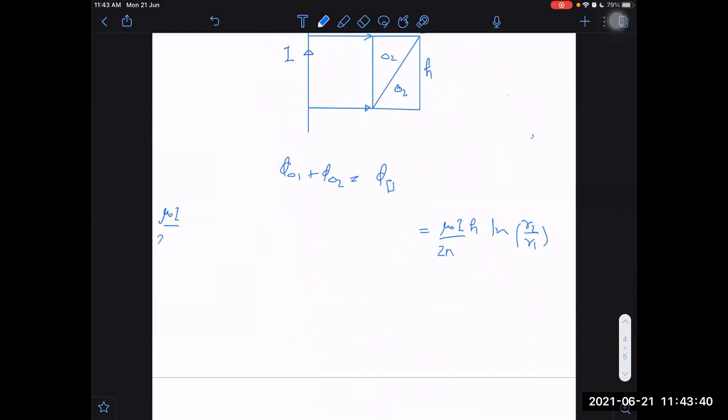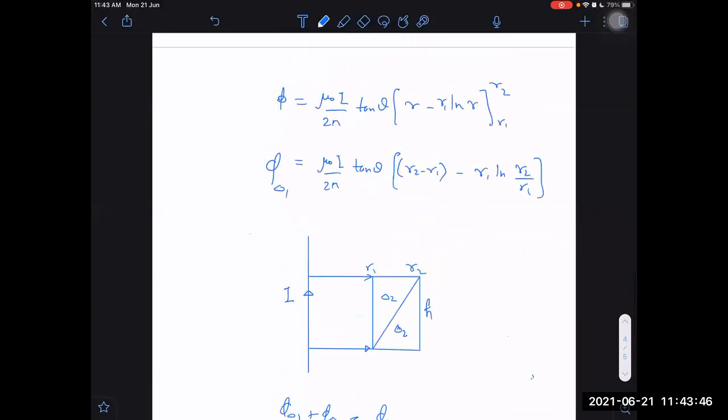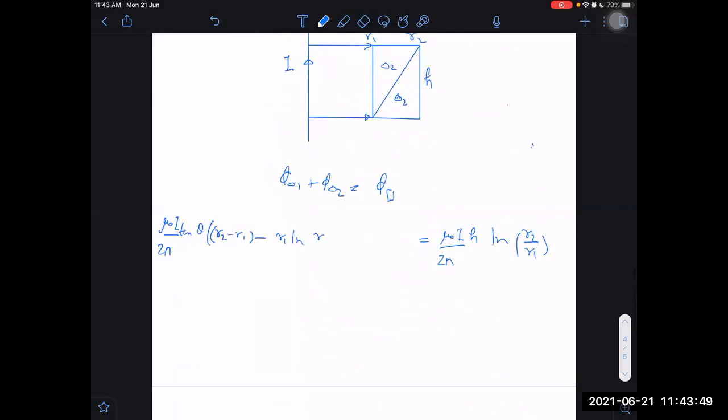mu naught I by 2 pi into tan theta into (R2 minus R1 minus R1 into ln R2 by R1), plus phi of triangle 2. What is phi of triangle 2? Can you tell me finally? Some terms will get cancelled out, it seems. Actually, h is also equal to (R2 minus R1) into tan theta. This is theta. So in this case, (R2 minus R1) into tan theta is nothing but h, and this term is mu naught I h by 2 pi.